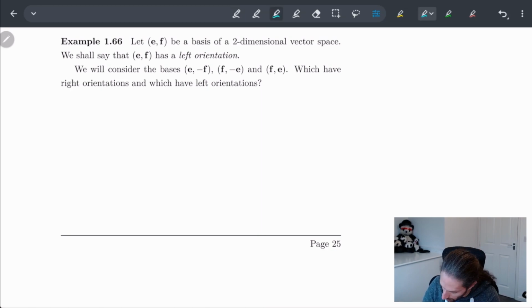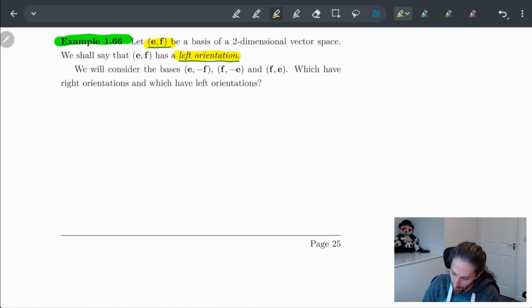The first example we're going to look at is a basis EF. So I have two vectors E, F in my vector space. Remember, we have a choice. We can say EF either has a left or right orientation. It doesn't really matter. You can choose. For us, we're just going to say it will have a left orientation. So we arbitrarily chose that EF has a left orientation.